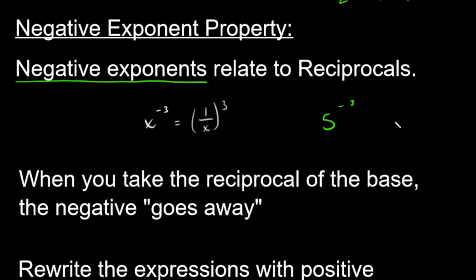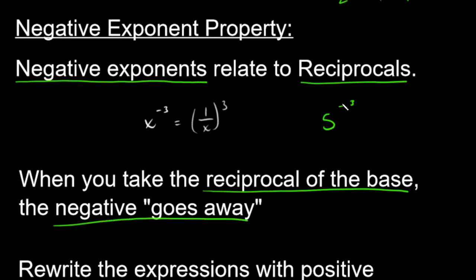Negatives in exponents represent reciprocals, right? They relate to reciprocals. So when you see a negative exponent, if you were to take the reciprocal of the base, the negative sign would go away. The negative sign is basically saying that the base needs to be written as a reciprocal if you want to make the negative exponent go away. So the negative exponent represents a reciprocal of the base. So if you want the negative to go away, you need to take the reciprocal of the base.